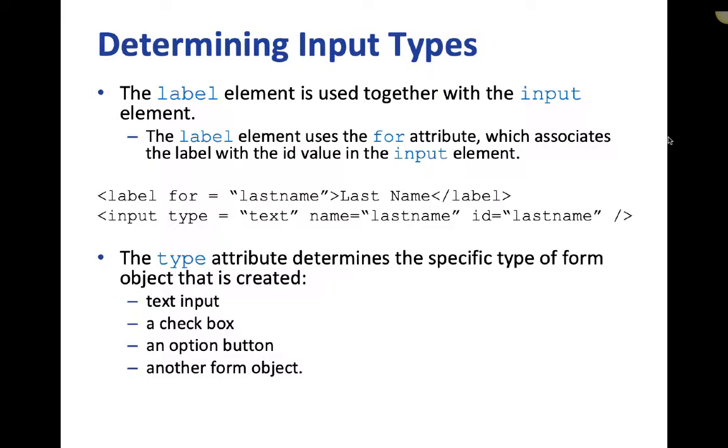The label element will use a for attribute, which gives the label an ID field that corresponds with the input element. There are some other attributes that you can also put inside of the type for determining the input type: text input, checkbox, option box, or another form element. We'll look at those in more detail coming up.